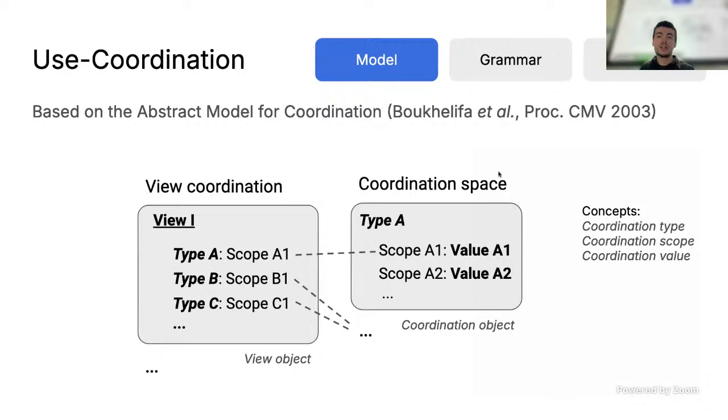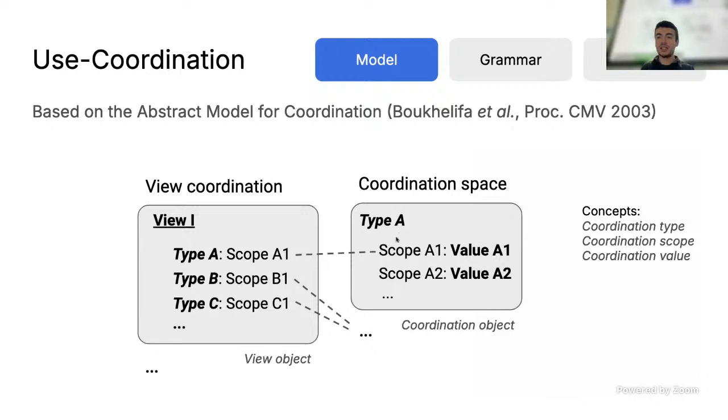We base our model on the existing abstract model for coordination and extend it with certain concepts, but the main concepts here are borrowed from that approach, which are the views, a coordination space, which contains coordination types. And these are the named properties that you'd like to coordinate, like zoom level, for example. And then within a coordination type, there are these instances called coordination scopes.